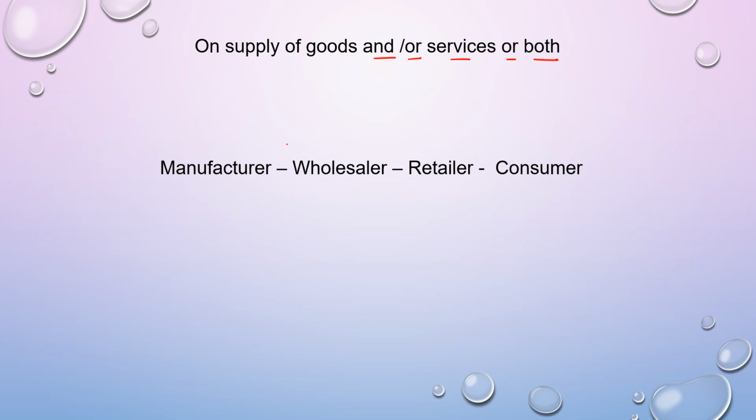Now, when there is a supply of goods, for general, let us understand. Like the manufacturer manufactures a product X. Suppose it is in the 18% category of GST. What the manufacturer does is when he sells it, he will levy this 18% GST and collect it from the wholesaler. So he collects it from the wholesaler, wholesaler pays that 18% GST.